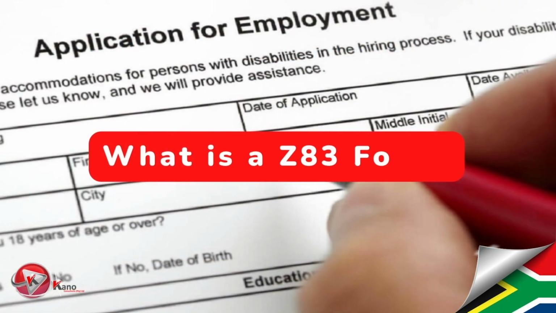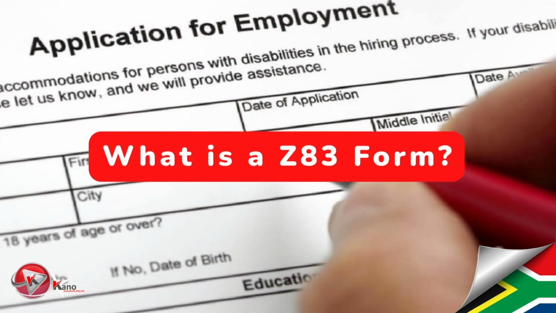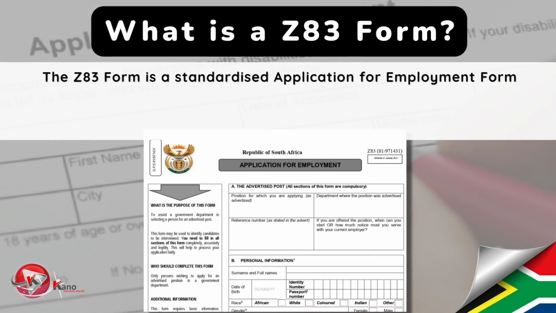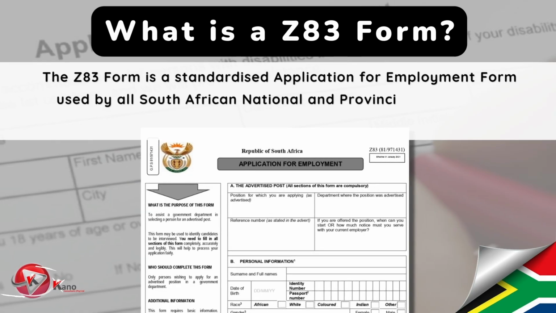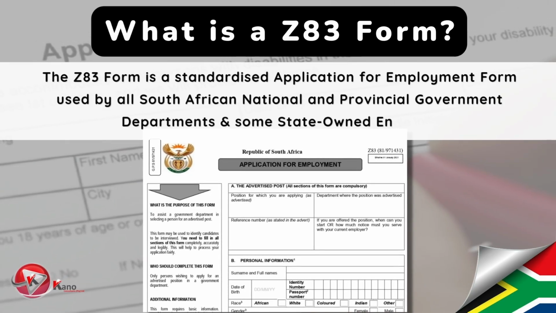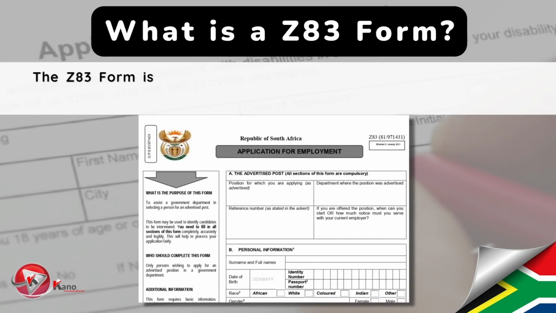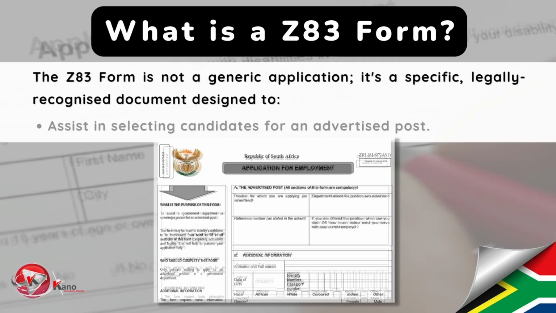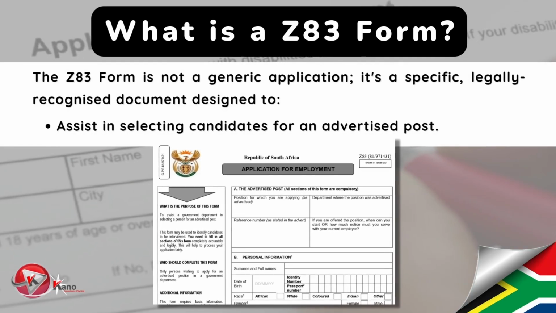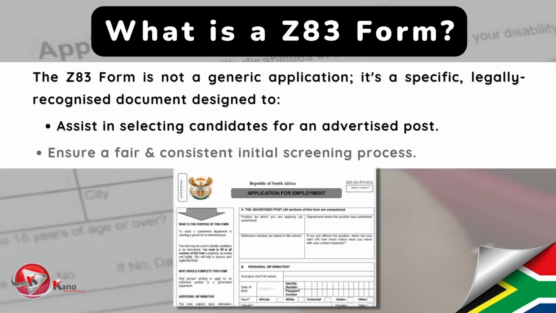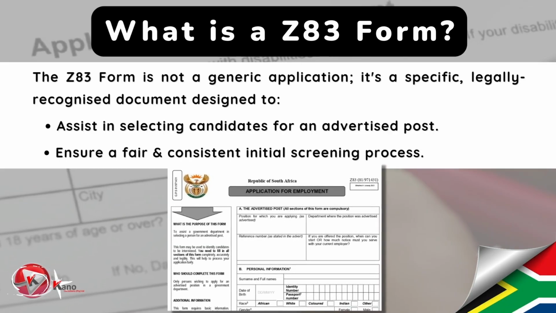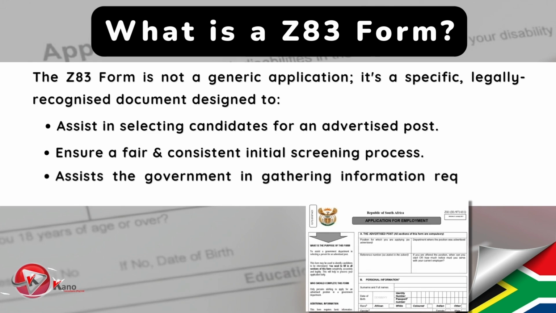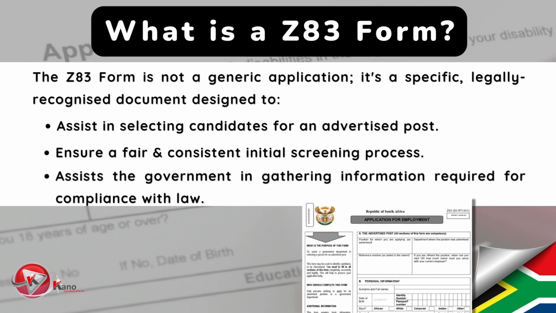Now, let's understand what the Z83 form is all about. This form is a standardized employment application form, used by South African national and provincial government departments, as well as some state-owned entities. It's not a generic application, it's a specific, legally recognized document designed to assist in selecting candidates for an advertised post. It also ensures a fair and consistent initial screening process. The form further assists the government in gathering information required for legal compliance.